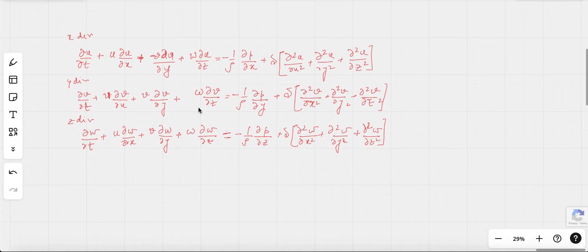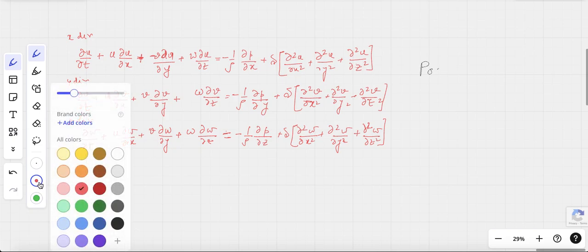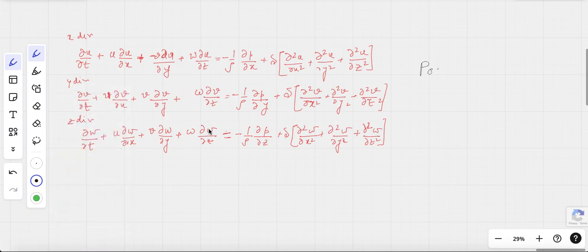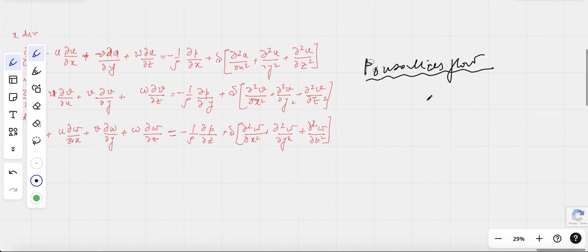From the Navier-Stokes equation, we will again derive a form of exact solution which is known as Poiseuille flow, right? You have to check the spelling. It's actually flow through a pipe, right?